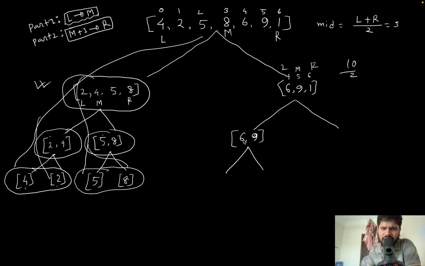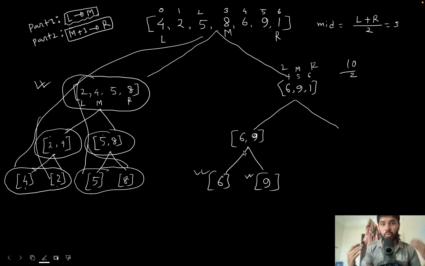All right, so here we have 6, 9. We can partition it. We get 6 here, and here we will get 9. We cannot break this problem anymore. So what I would like to do now is just merge it, using the concept of merging two sorted arrays. All right, so if we merge and sort, we get this. Okay, so we solved this subproblem.